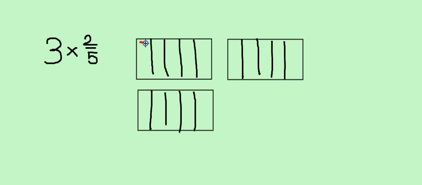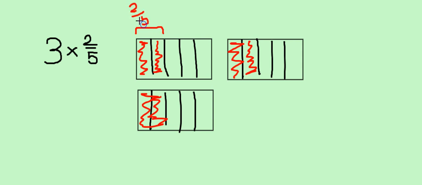So I'm going to take these models that I drew, and I have them in fifths. I'm going to color in 2/5 of each one. And when I get finished, I'm going to look at what I've colored in here, and I'm going to have 2/5 in each of these 3 places. So each of these is 2/5. You notice that when you're multiplying a whole number times a fraction, you're actually going to get a number that's smaller than the whole number.